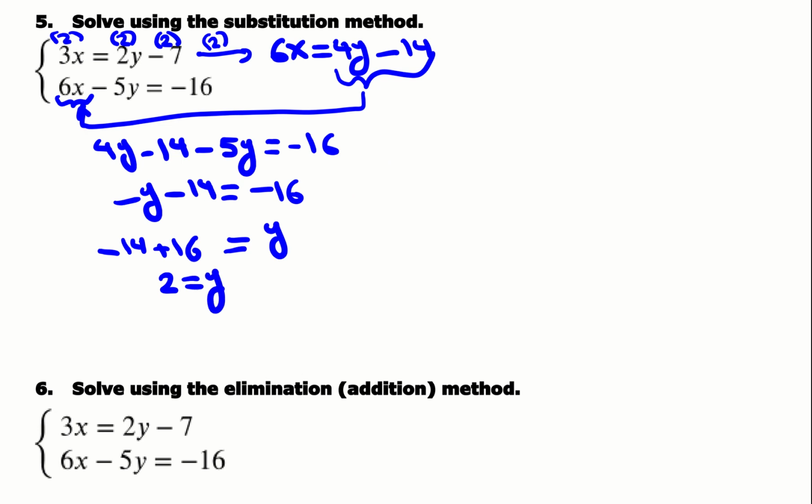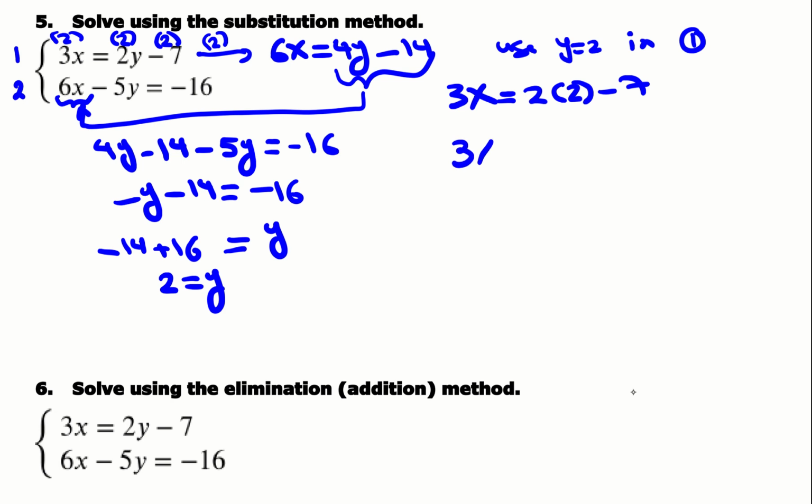Now we're going to take this y value, 2, and plug it into either one of these. At this point you have a choice. We'll go with the first equation because it has smaller numbers. It'll make life easier. So remember, if we call this equation 1 and this equation 2, we're using y equals 2 in equation 1. So we get 3x equals 2 times 2 minus 7.